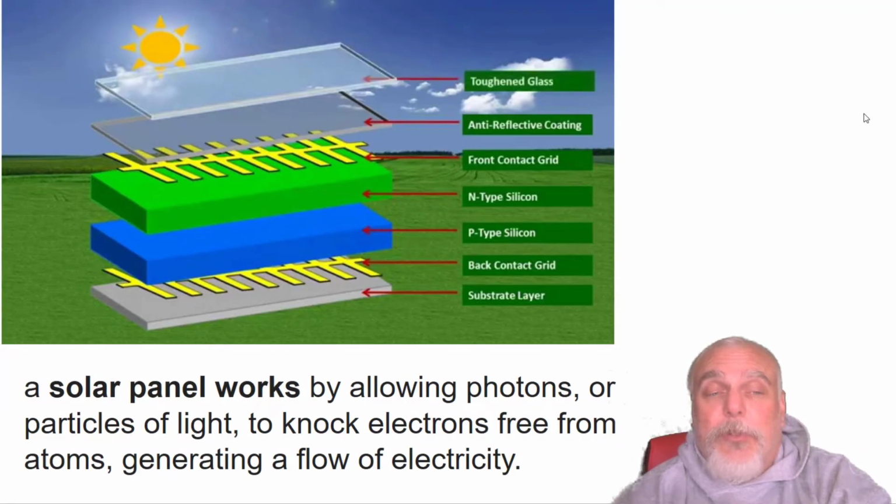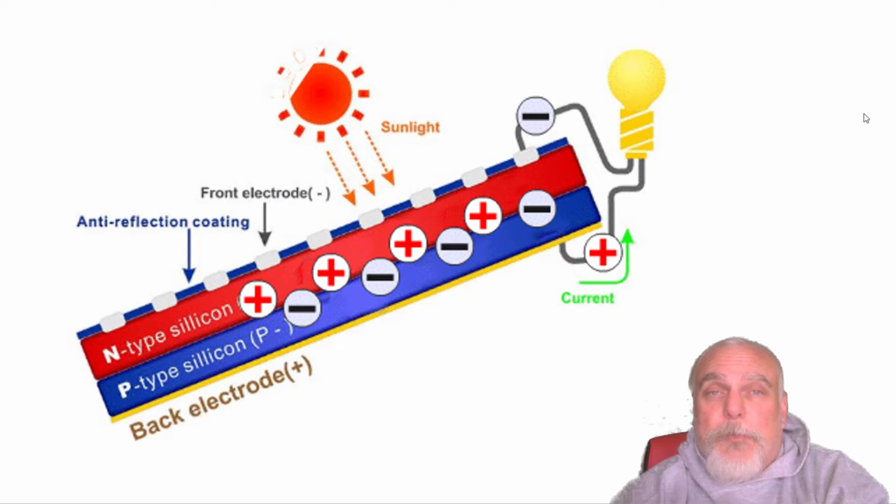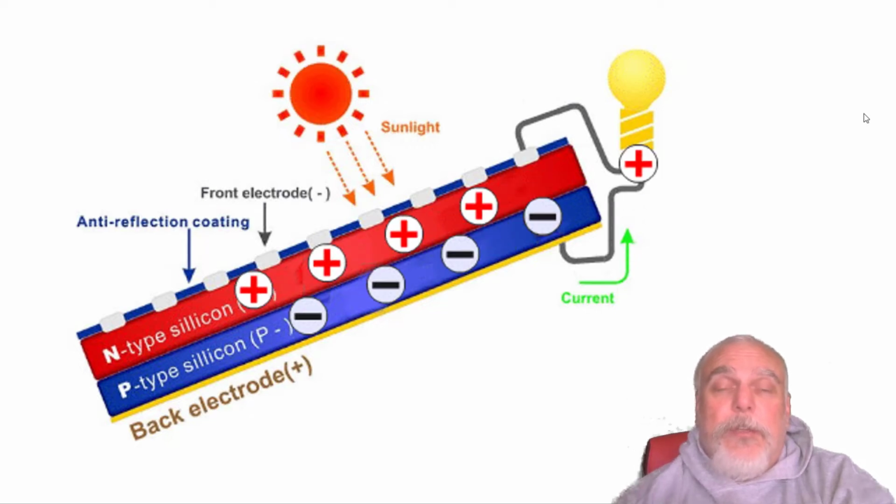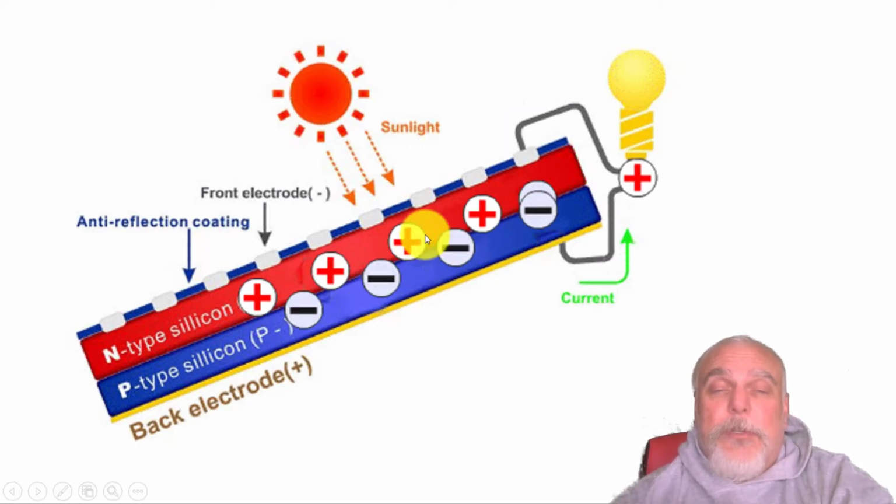Keeping it relatively simple, you have a solar panel, and that solar panel allows photons, or particles of light, to knock electrons free from atoms, generating a flow of electricity. Most people have a little solar panel on their calculator, so these are very common, and they're becoming less and less expensive. Here you see the sunlight affecting the photons and causing electrons to move, which is inducing electricity.